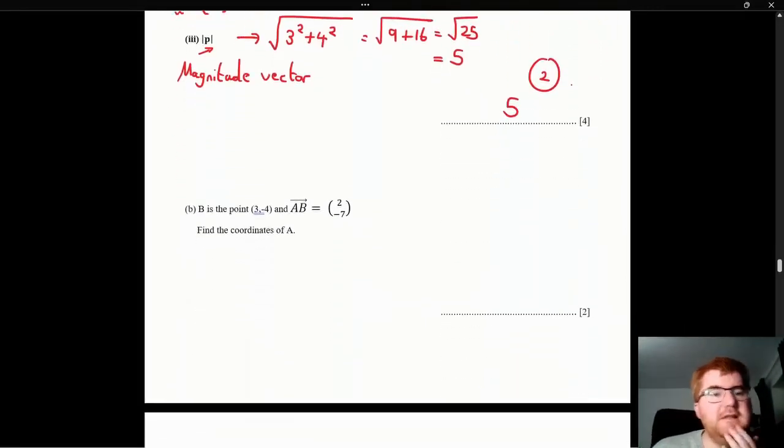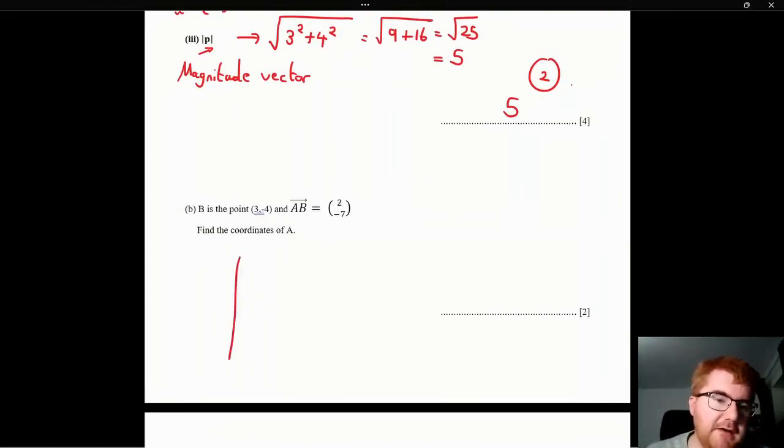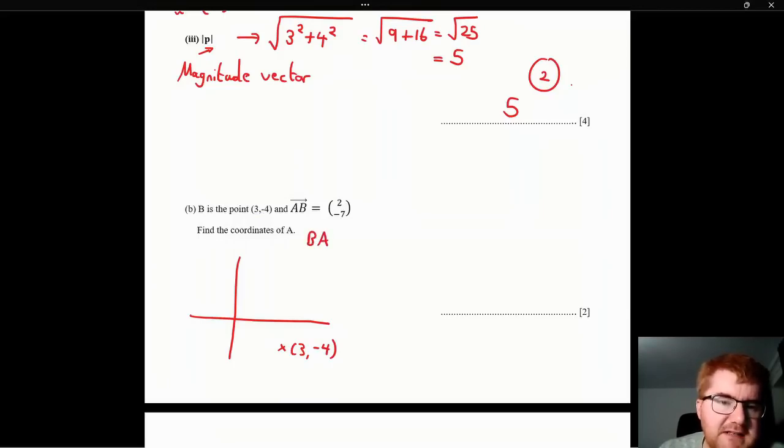Now this question is quite a nice one here. So B is the point 3, minus 4. Now I always draw a diagram just to get an idea of what's going on here. So we've got 3 and minus 4, so something down here. And the vector AB is equal to 2, minus 7, and we need to work out the coordinates of A. So going from A to B, what would be more useful for us is knowing the vector B to A. And all we need to do there is just switch the signs.